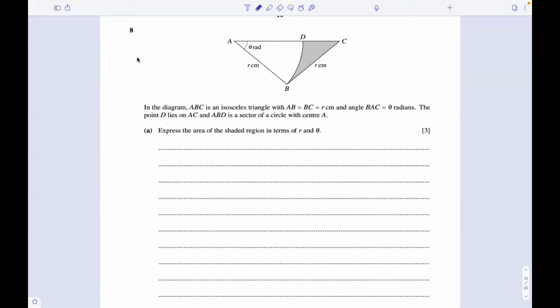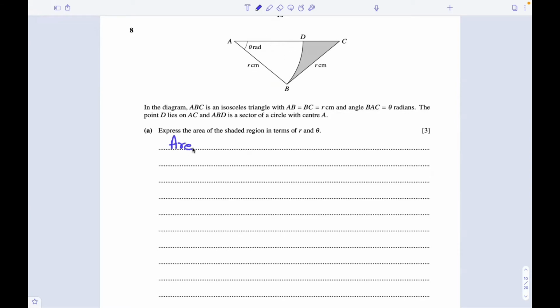In this question, we have a triangle ABC, which is an isosceles triangle, and we have a point D that lies on AC, and ABD is a sector. So we know that this is a question about circular measure. We have to express the area of the shaded region in terms of r and theta. To find the area of the shaded region, first we find the area of the triangle and subtract the area of the sector ABD.